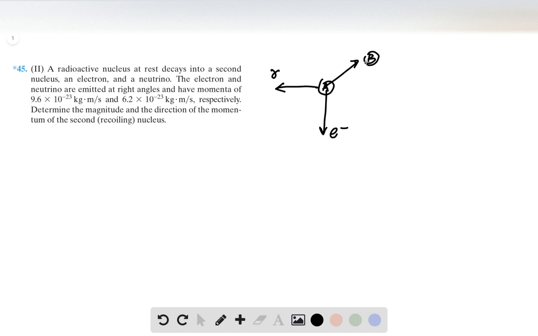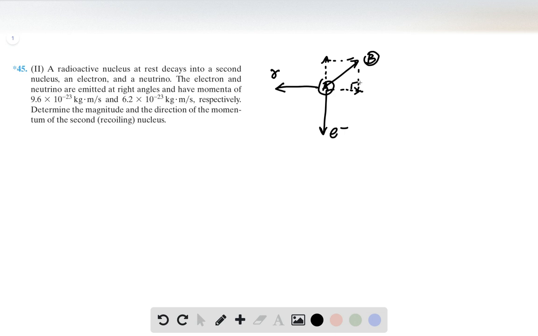That also means that if we decompose B into two components, the component along the direction of the neutrino and the component along the direction of the electron will be equal and opposite to the momentum of the neutrino and the electron. And it's great that the neutrino and electron are perpendicular, so that means it's orthogonal. So we can project B into the two different components along their directions.